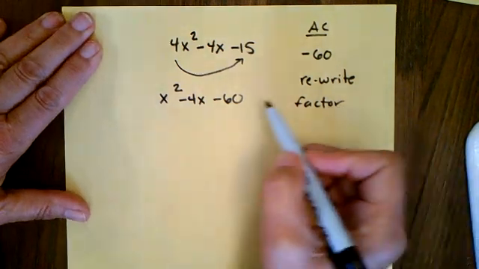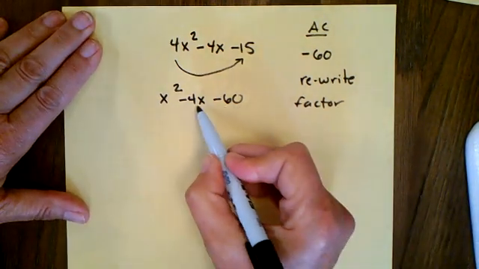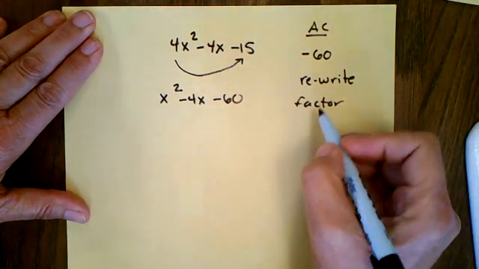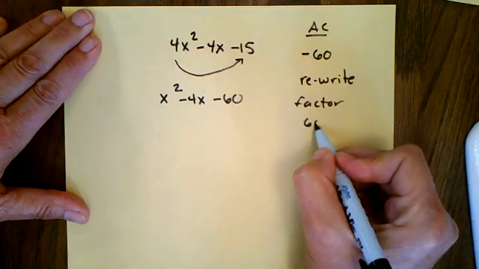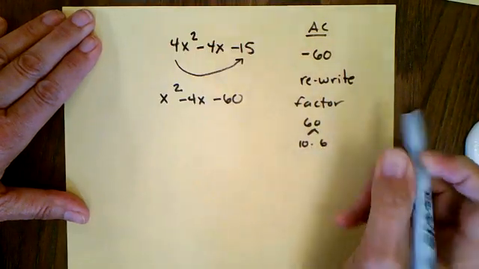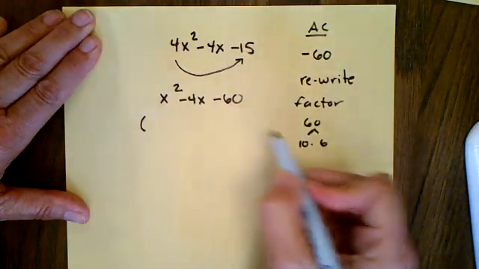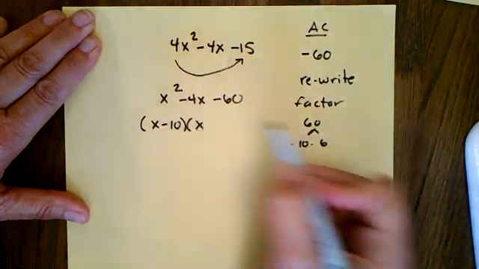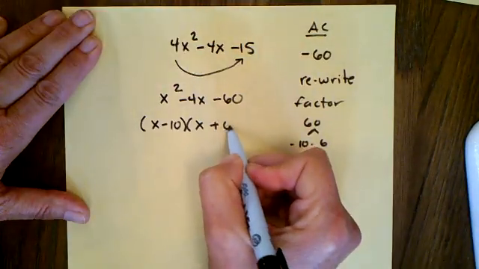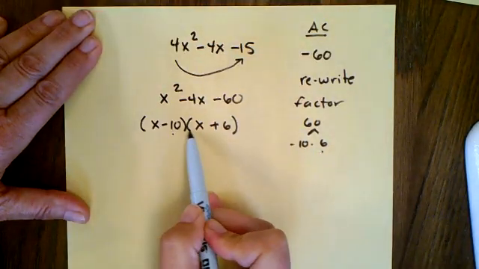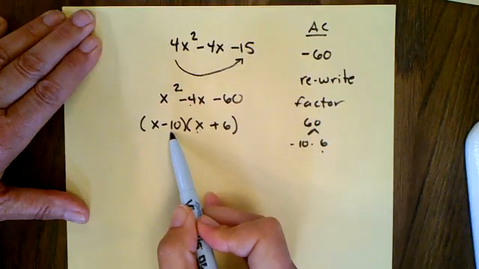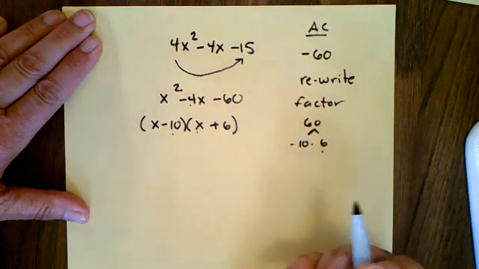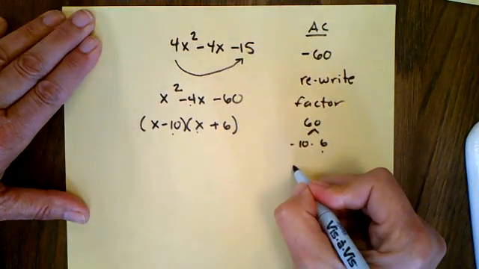Are there two numbers that multiply to negative 60 and add to negative 4 that come to mind? Hopefully 10 and 6. So I need that 10 to be negative, and I need the 6 to stay positive. Double check, negative 10x gets me here, and there's my negative 60.